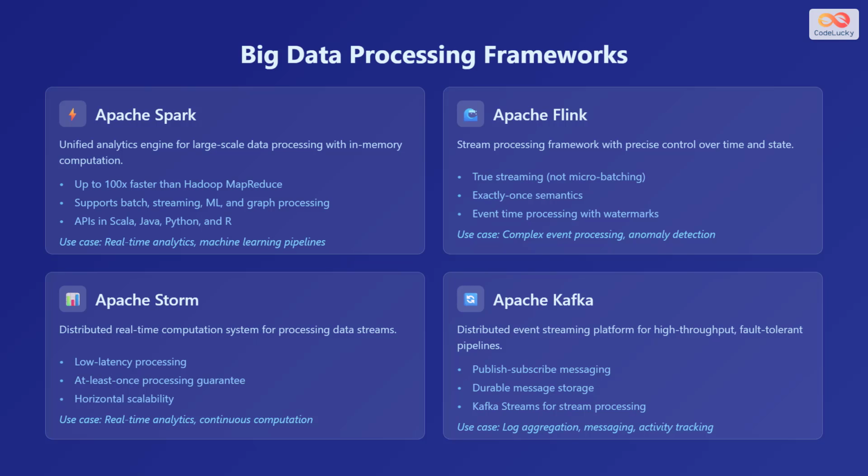Apache Kafka is a distributed event streaming platform for high-throughput, fault-tolerant pipelines, offering publish-subscribe messaging, durable message storage, and Kafka Streams for stream processing, suitable for log aggregation, messaging, and activity tracking.